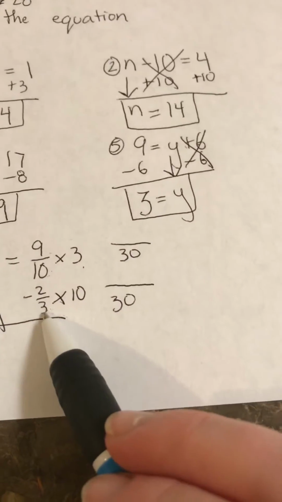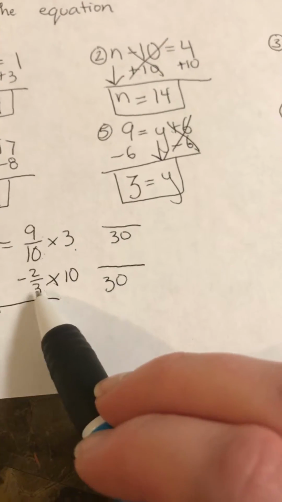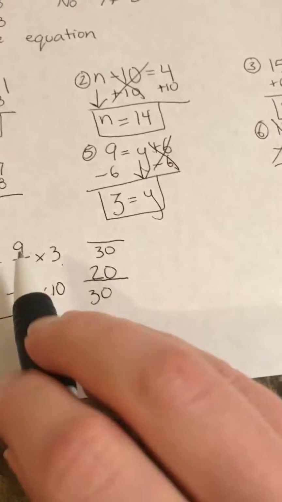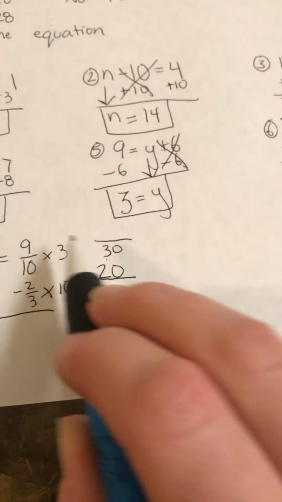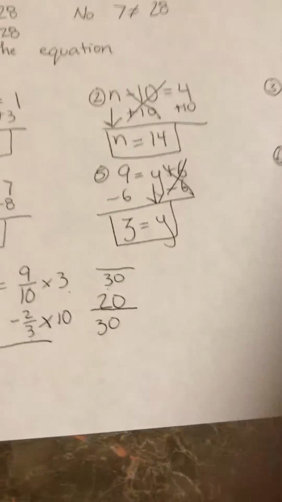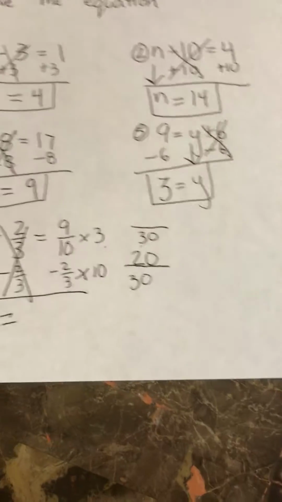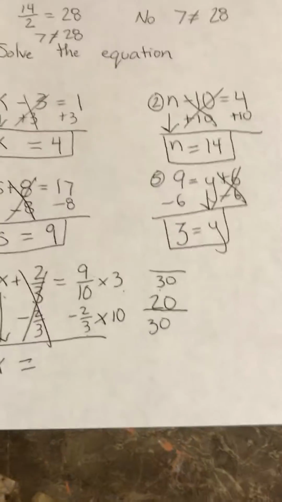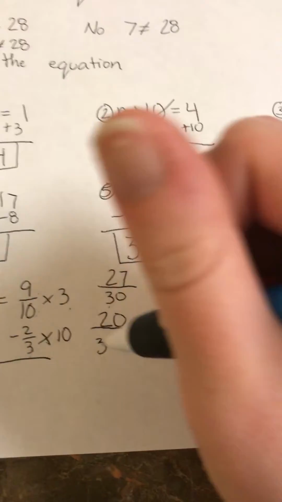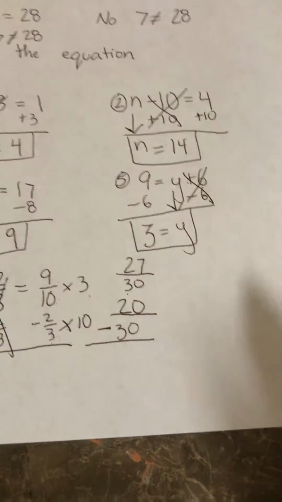What you do to the bottom of the fraction, you got to do the top. Same thing on both. So 3 times 10 is 30. 2 times 10 is going to give you 20. 3 times 10 is 30. 9 times 3, oh, sorry, that's going to come out to 27. So now this is a lot easier to work out, guys. Look at this.